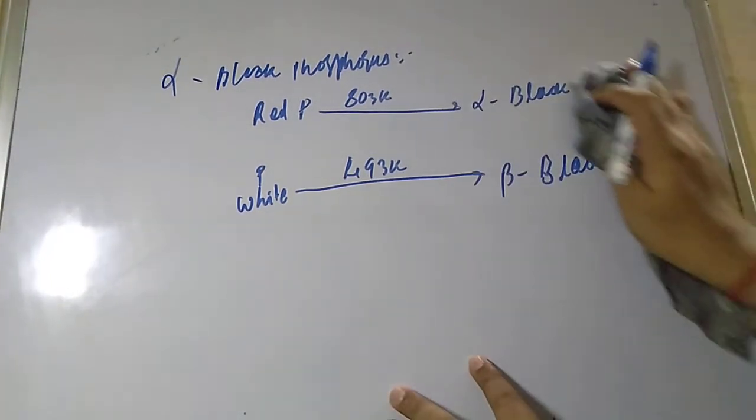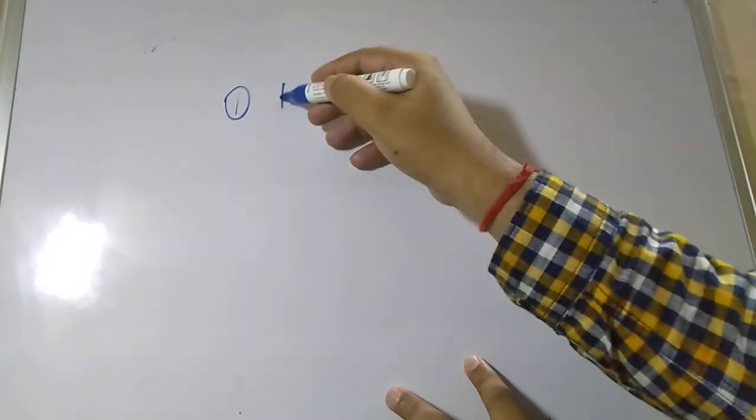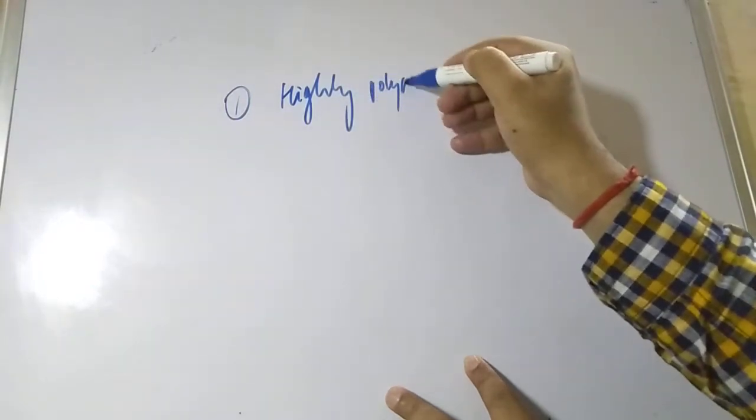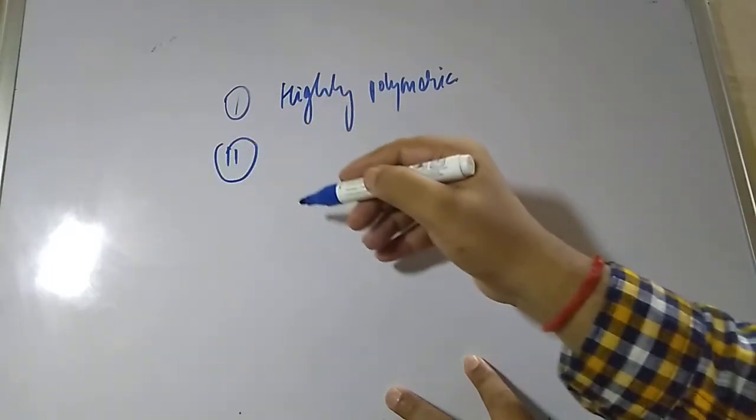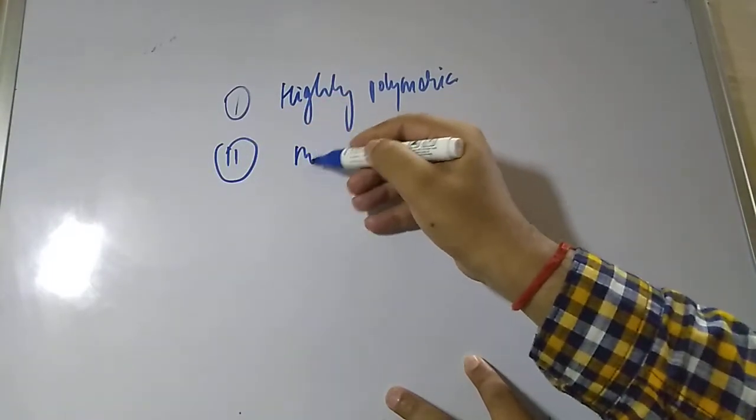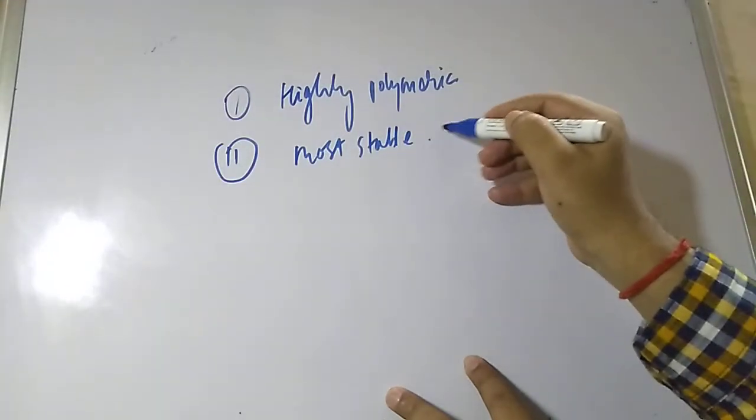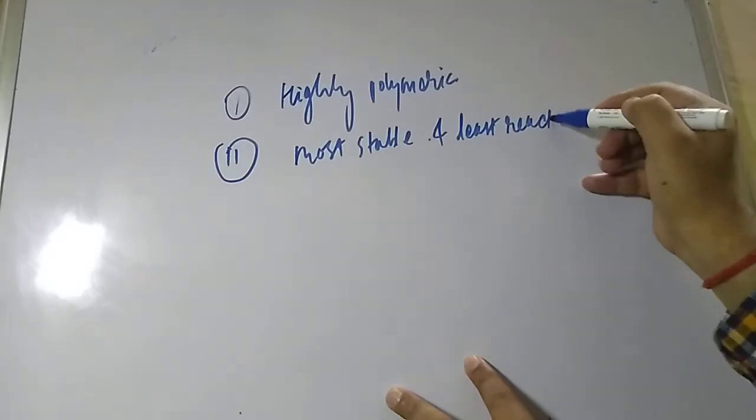Now what are the properties? Both have a similar structure; structure-wise they are not different. The first property is that it is highly polymeric. The second property is that it is most stable, which means most stable and least reactive.